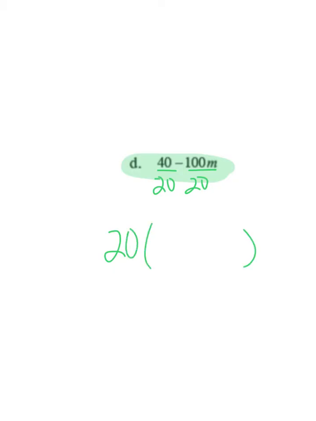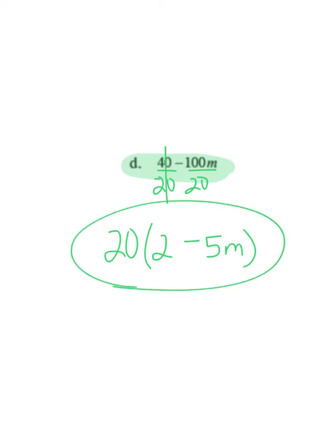And so 20 times what would get us back to that original equation? So 40 divided by 20 is 2. And 100m divided by 20 is 5m. And this is my final answer for factoring. And I could check my answer by remultiplying. 20 times 2 is 40, and 20 times minus 5m is 100m.